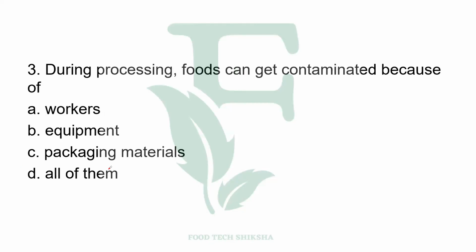During processing, foods can get contaminated because of workers, equipment, packaging materials, or all of them. So the answer would be all of them, because during processing the food may get contaminated because of the workers, because of the poor hygiene of the equipment, because of the improper packaging materials or contamination in the packaging materials.